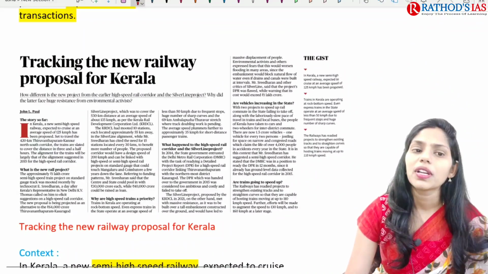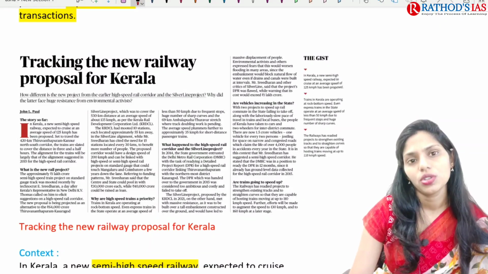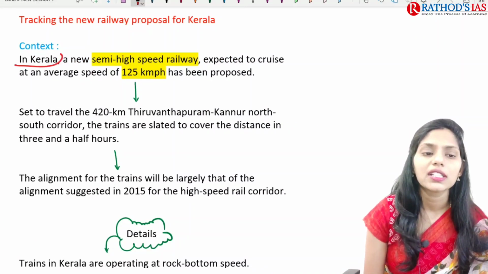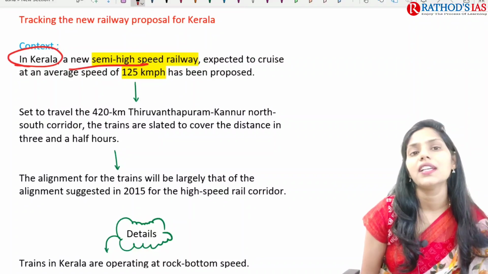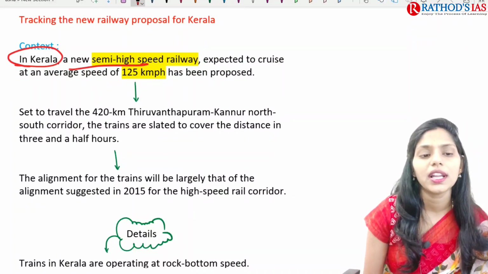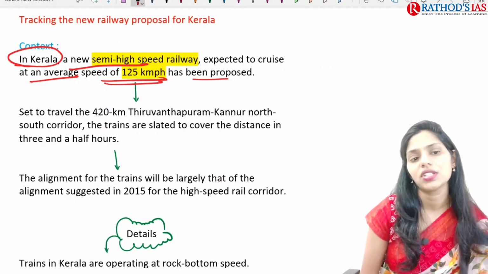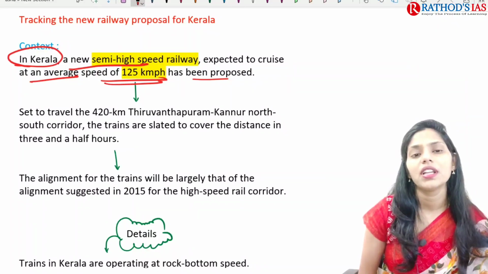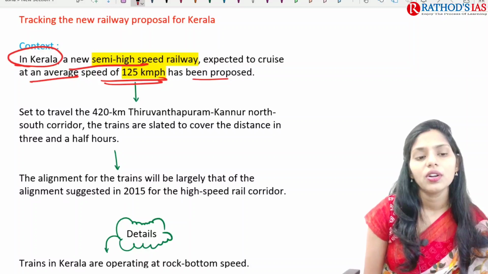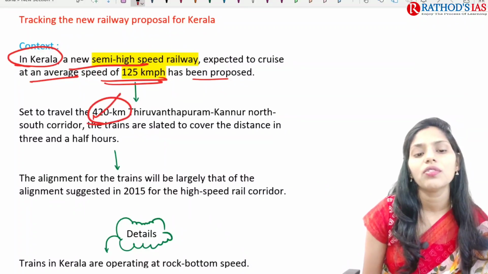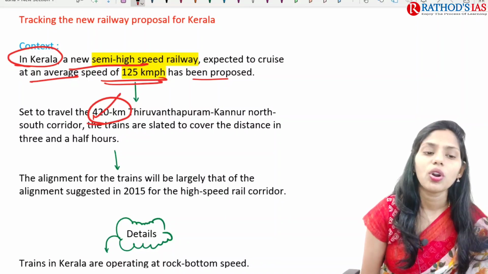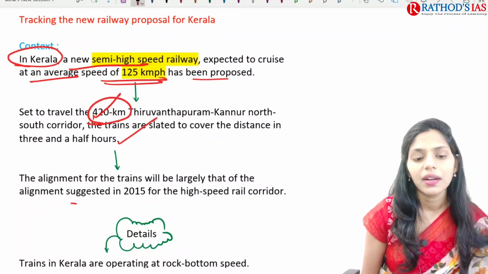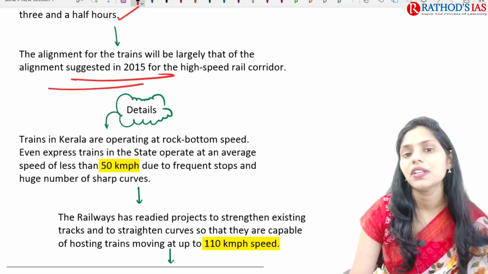The next topic is the new railway proposal for Kerala. This article is important from the infrastructure perspective, which comes under GS Paper 3. If you see the context, it says that in Kerala a new semi-high speed railway is expected to cruise at an average speed of 125 kmph, set to travel the 420 kilometer Thiruvananthapuram to Kannur north-south corridor, and the alignment of the trains will be largely that suggested in 2015 for the high speed rail corridor.